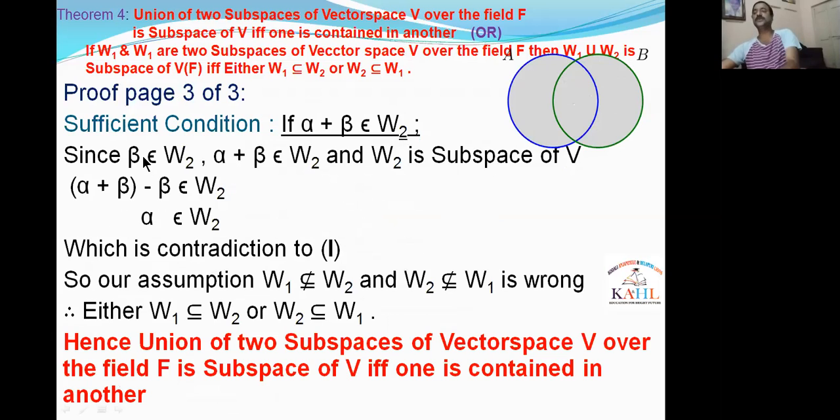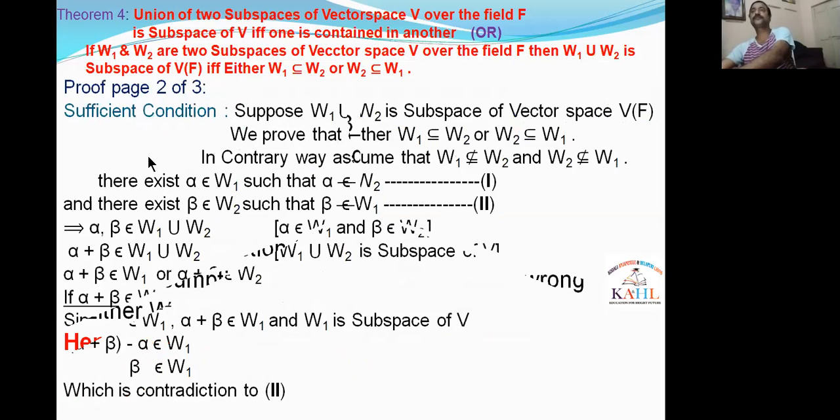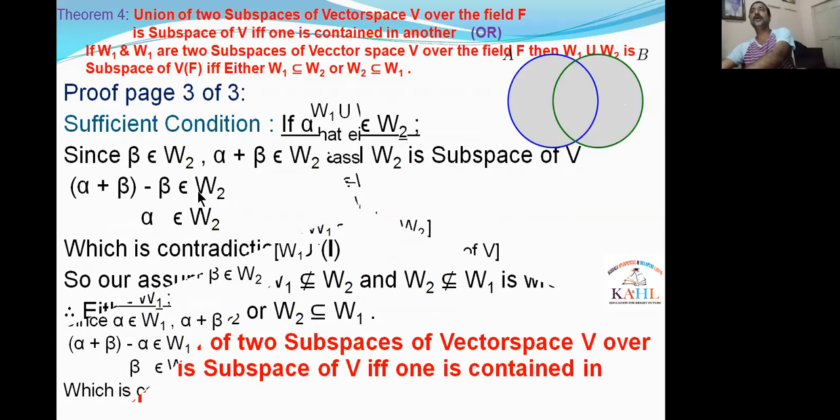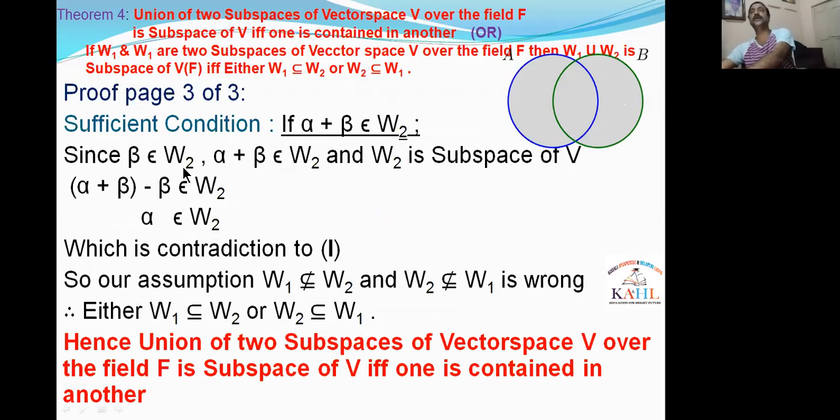We know that beta belongs to W2. Are you watching the cursor? Beta belongs to W2. Now I am taking that beta belongs to W2 and alpha plus beta belongs to W2, and W2 is a subspace of V. By using the subspace condition, alpha plus beta minus beta belongs to W2.